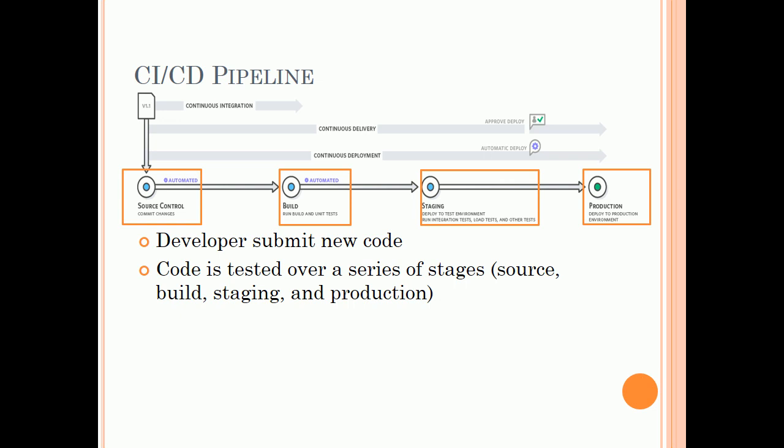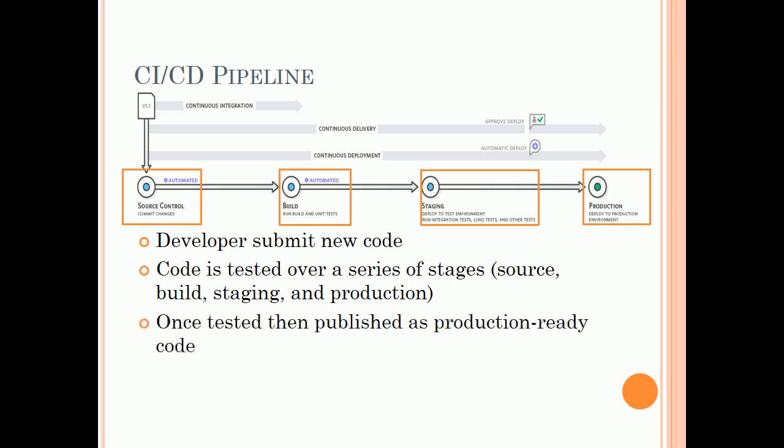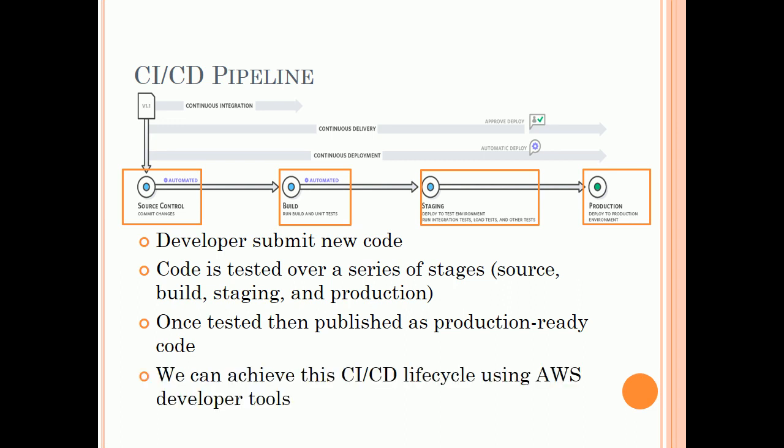where we have to run more functional tests. And in continuous delivery, we have to manually deploy from staging to the production environment once everything looks good to go. Now the last phase is continuous deployment, which may include full automation of the entire software release process, including deployment to the production environment. So we can achieve this CI/CD lifecycle using AWS Developer Tools.